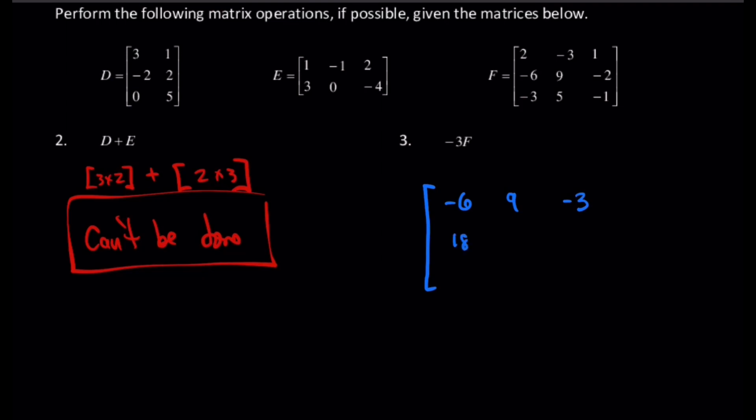Negative 3 times 9 is negative 27. Negative 3 times negative 2 is positive 6. Negative 3 times negative 3 is positive 9. Negative 3 times 5 is negative 15. Negative 3 times a negative 1 is positive 3. Let me just double check my arithmetic. Yep, that looks good. Okay, moving on.